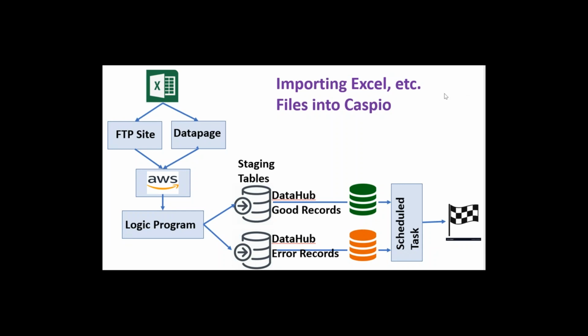I'd like to talk about importing Excel and CSV and other types of files into Caspio. Now, there's three ways you can do this. The first way is to go into Caspio Bridge and do an Excel import. And we try not to do that very often.